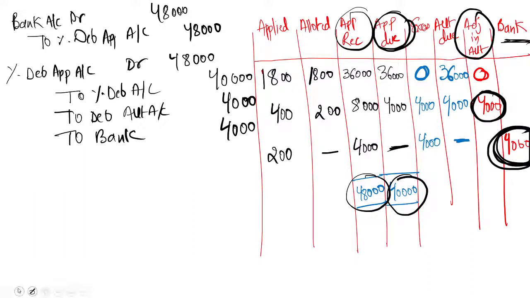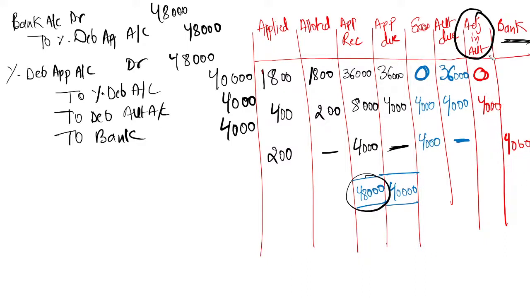Now after the application entry, we will pass the journal entry for allotment. So first allotment will become due.